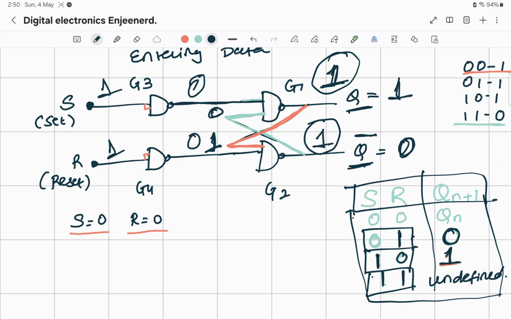In the next video, we will again modify this concept to remove the undefined condition of the SR flip-flop.